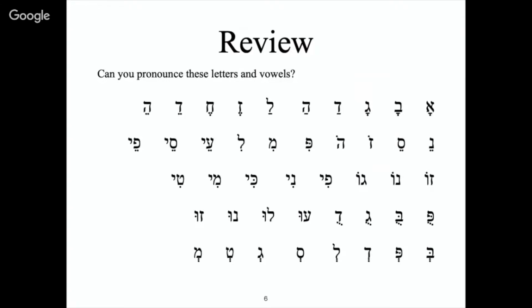Additionally, we have a review where you can go through and practice pronouncing the letter and vowel combinations. And so I'll go through a couple on each line. This would be Ga. This would be Zeh. This would be Hey. This would be Say. This is Me.